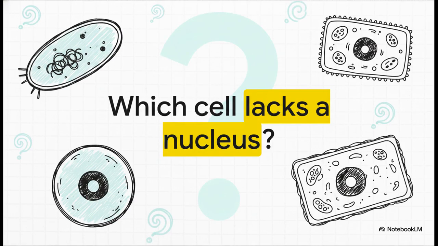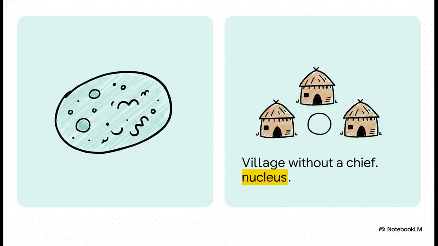Question 3. Which exact type of cell lacks a true nucleus? Take a second to look these over. Tiru, it's prokaryotic, like a village without a central chief. The animal option is just a sneaky distractor.